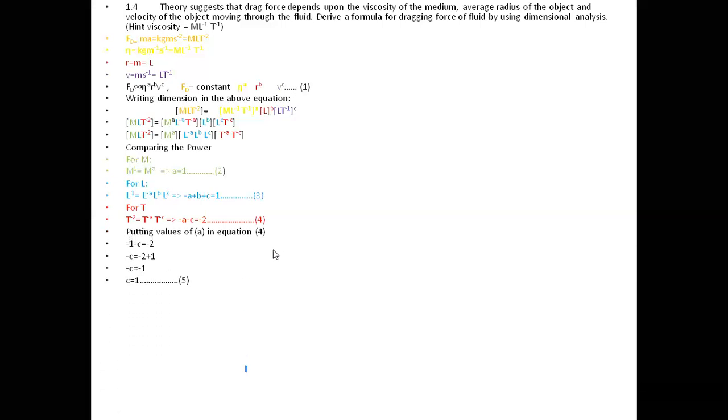Putting the value of a, which is in equation 2, in equation 4, what do we get? Minus 1 minus c is equal to minus 2, because we are putting the value of a over here. It will be minus c is equal to minus 2 plus 1. Minus 2 plus 1 will give us the answer minus 1, because minus is on both sides, they will cancel out. We have the value c is equal to 1, which is equation number 5.